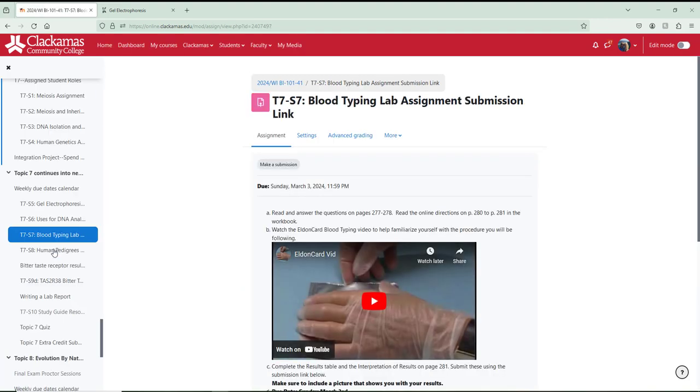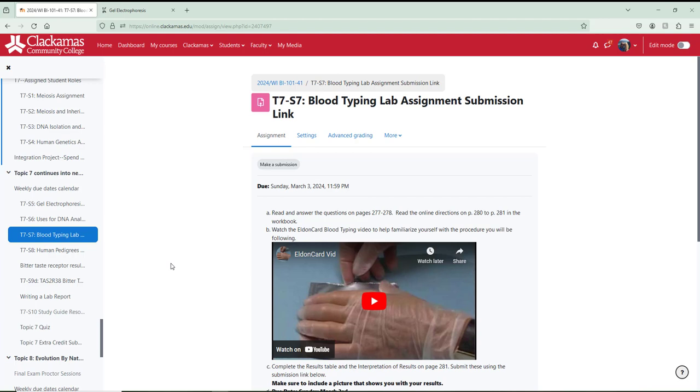And then moving on to everybody's favorite, the blood typing. This one, you will be using your Eldon card, so you should have received that in your lab kit. This is a way that you can actually determine what your own blood type is. The first thing that you're going to be doing is reading pages 277 to 278 to learn about what the ABO blood typing system is all about. So what does it mean if you're type A or type B or type AB or type O? And what are your possible genotypes if you're type A or type O, etc.?